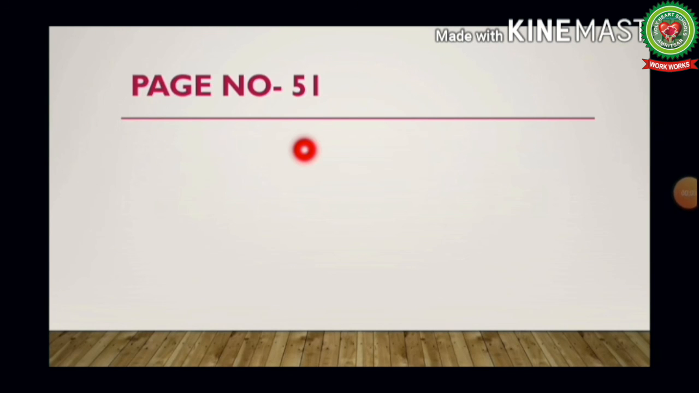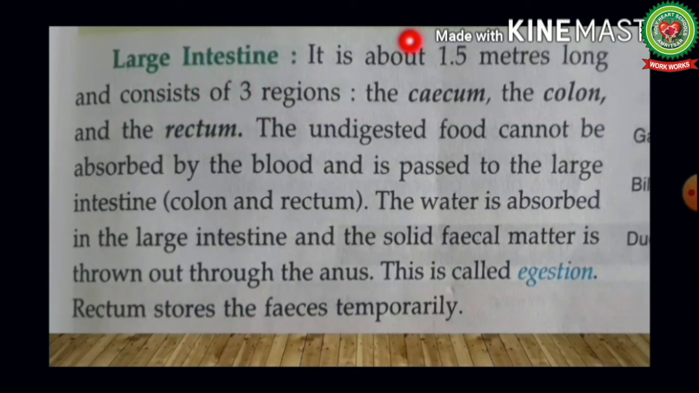Now come to page number 51. Let's start the reading of this topic. Large intestine. It is about 1.5 meters long and consists of three regions: the cecum, the colon and the rectum. The undigested food cannot be absorbed by the blood and is passed to the large intestine. The water is absorbed in the large intestine and the solid fecal matter is thrown out through the anus, and this is called egestion. The rectum stores the feces temporarily.